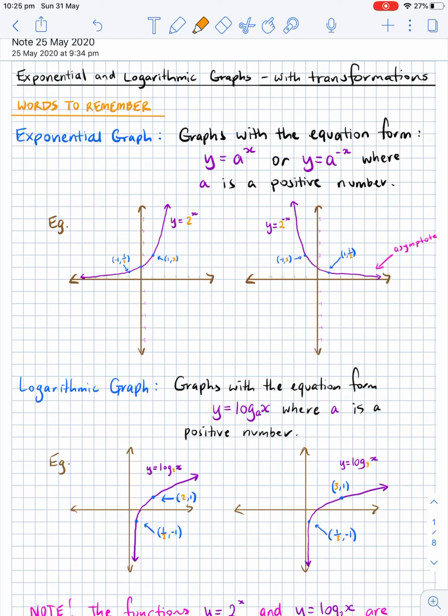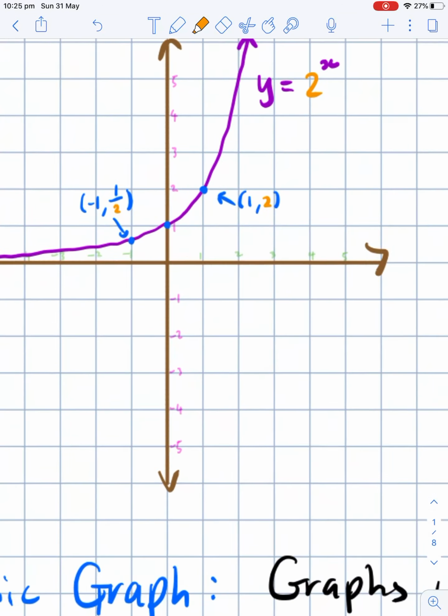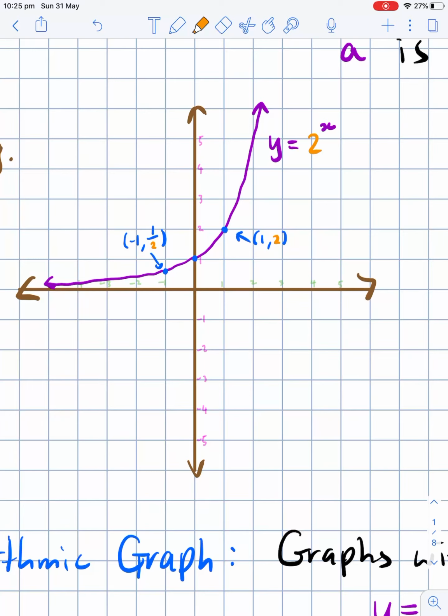With exponential graphs, the main thing to understand is that you need to have your variable x as a power. If your x is not a power, it's not going to create this sort of graph. So what do these graphs look like? First up, for example, y equals 2 to the power of x. There's our power of x, which is required.